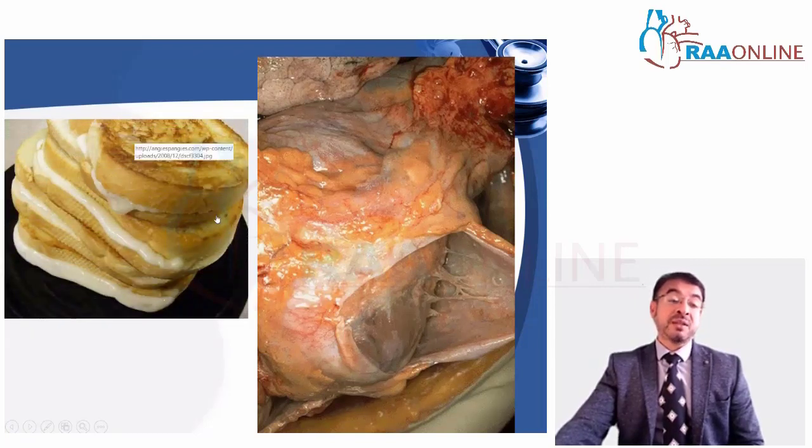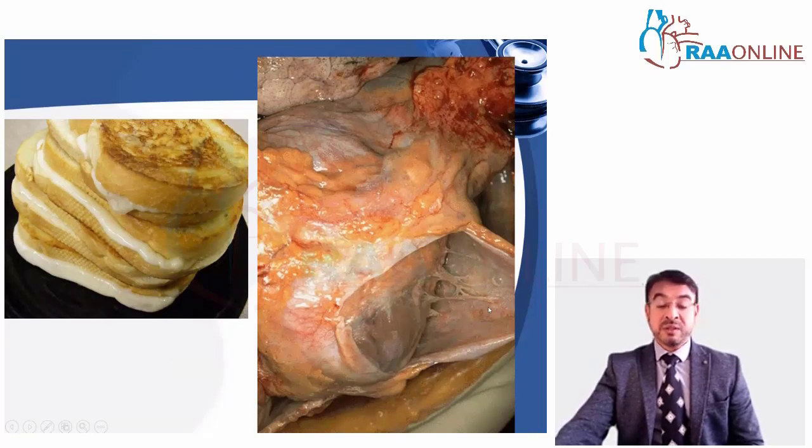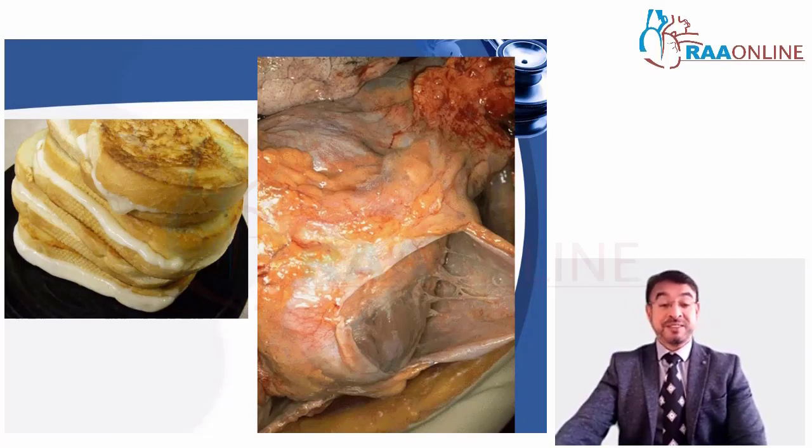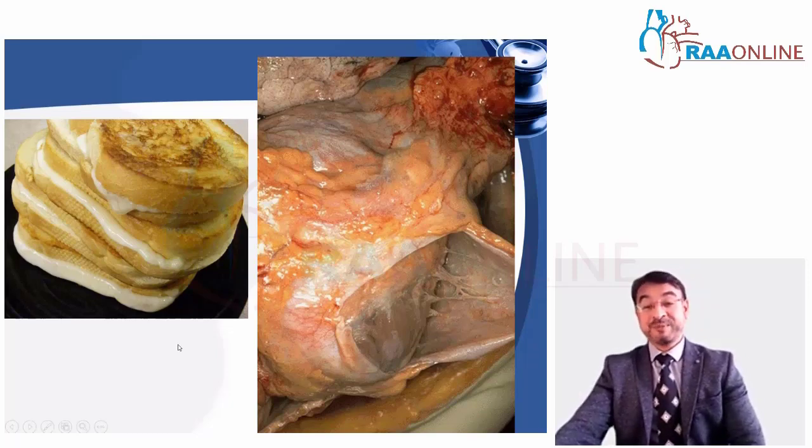It resembles slices of bread between which you have butter, and when you separate it, the butter is a thick layer. So next time you have bread and butter for breakfast, you better remember bread and butter pericarditis. That's a good way to remember rheumatic heart disease complications in the pericardium.